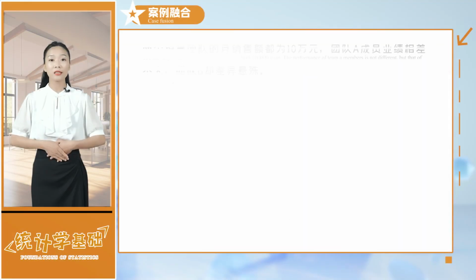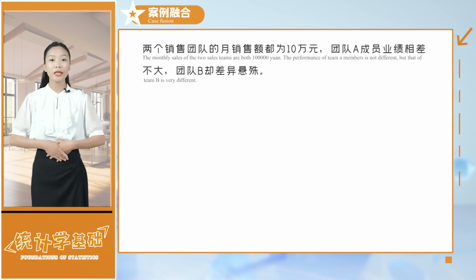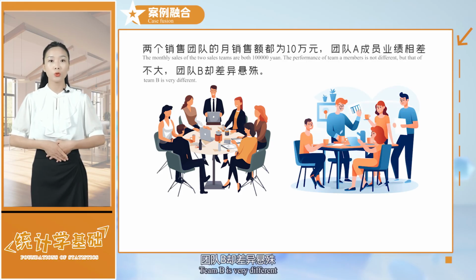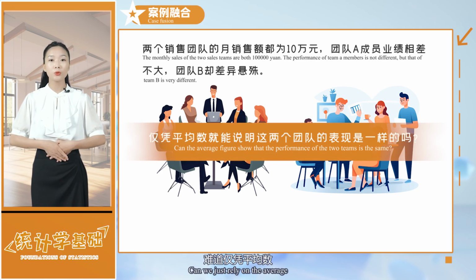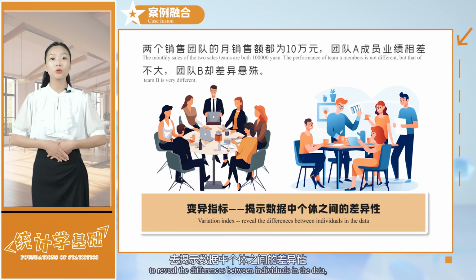For example, the monthly sales of two sales teams are 100,000 yuan. Team A's members' performance is not much different. Team B is very different. Can we just rely on the average? Can we say that the performance of these two teams is the same? Of course not. At this time, we need to use variance indicators to reveal the differences between individuals in the data, that is, the overall personality, to help you better understand.